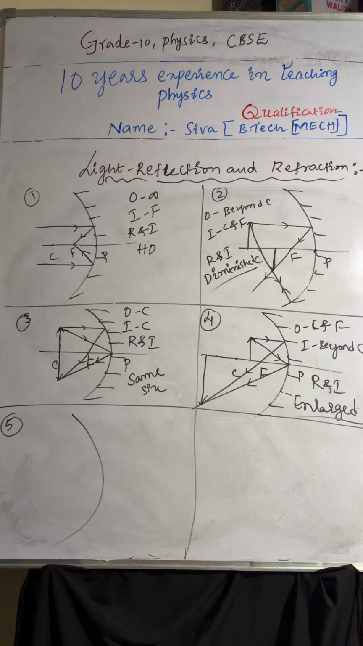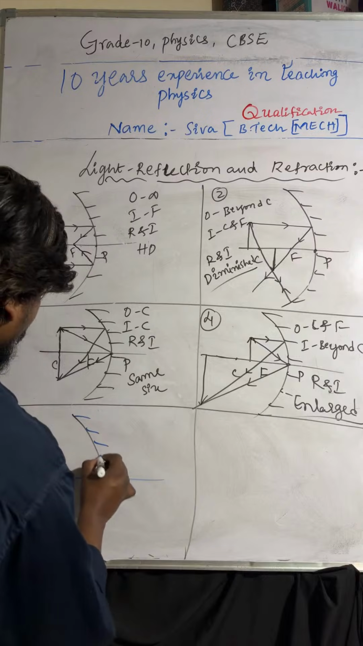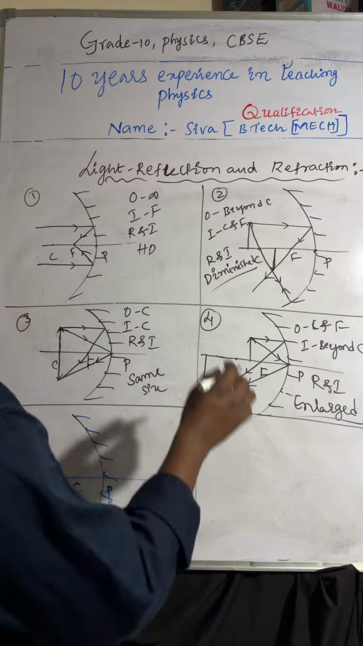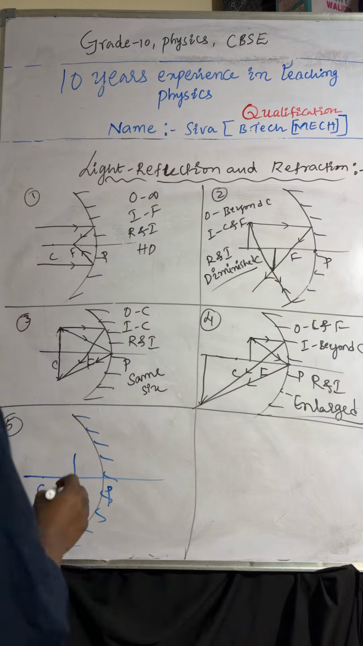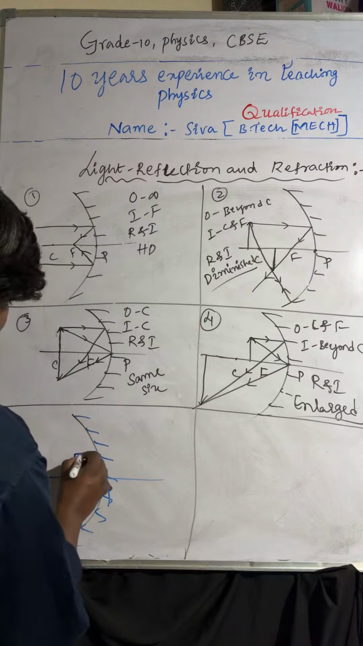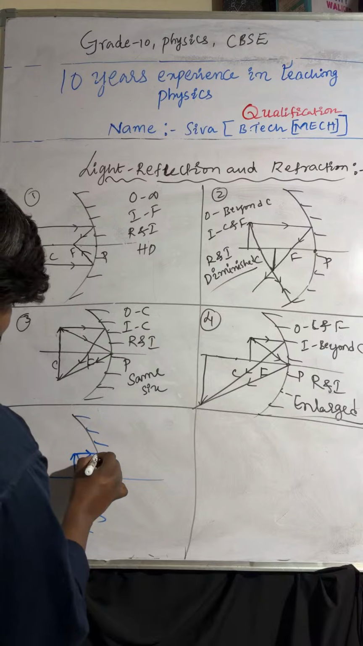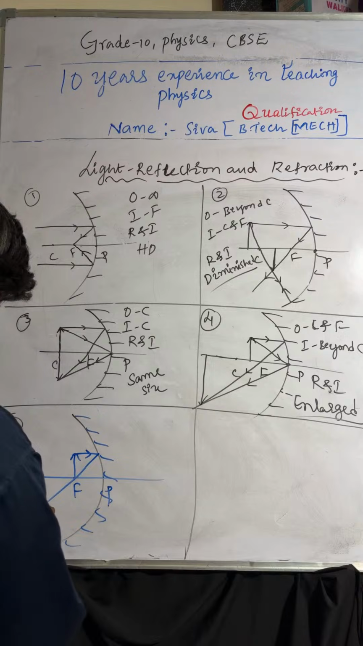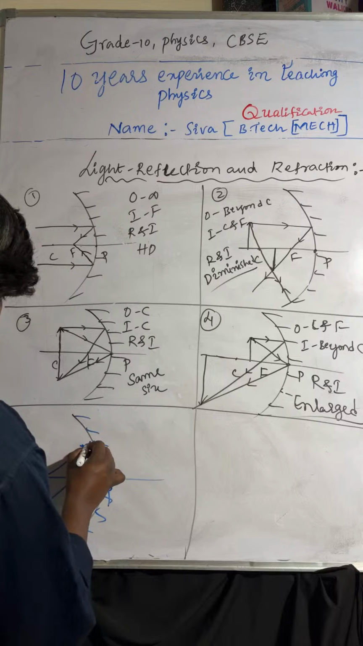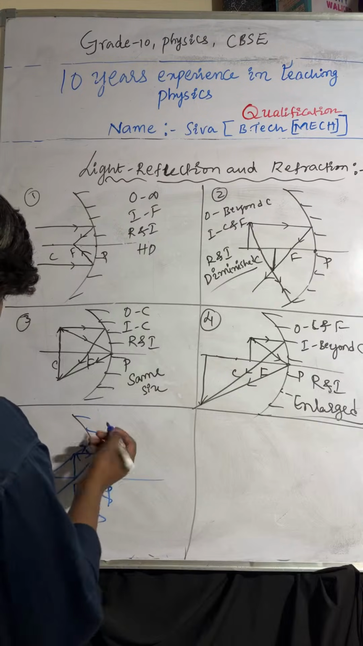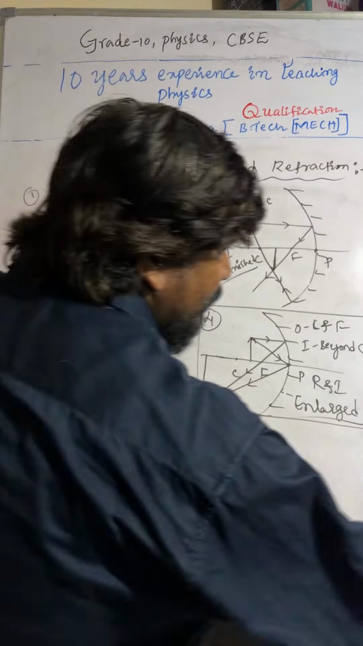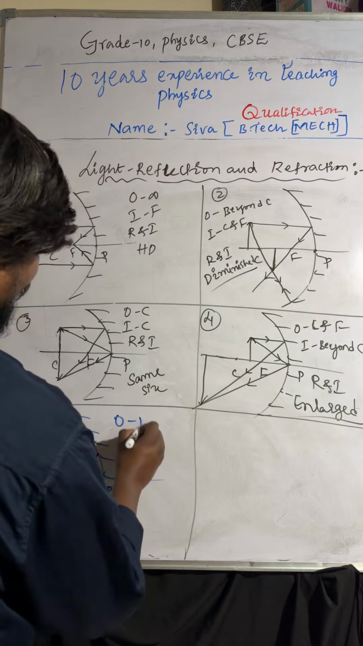Here you can observe pole, focus, center of curvature. Object is placed at F. One light ray I am taking like this, it passes through focus. Another light ray through center of curvature we can take like this. These light rays will meet at infinity. They will become parallel lines.